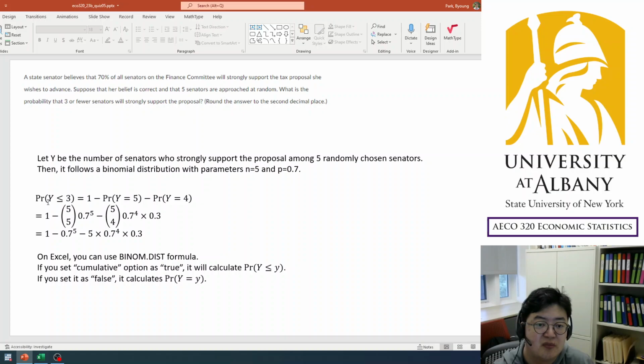This is exactly the cumulative probability we defined in chapter 3. So when you set true, you are going to get this, and you don't need to do these complicated things. But when you set the option as false, it will calculate the probability of equality. That's the difference between cumulative probability and just a probability with equality.